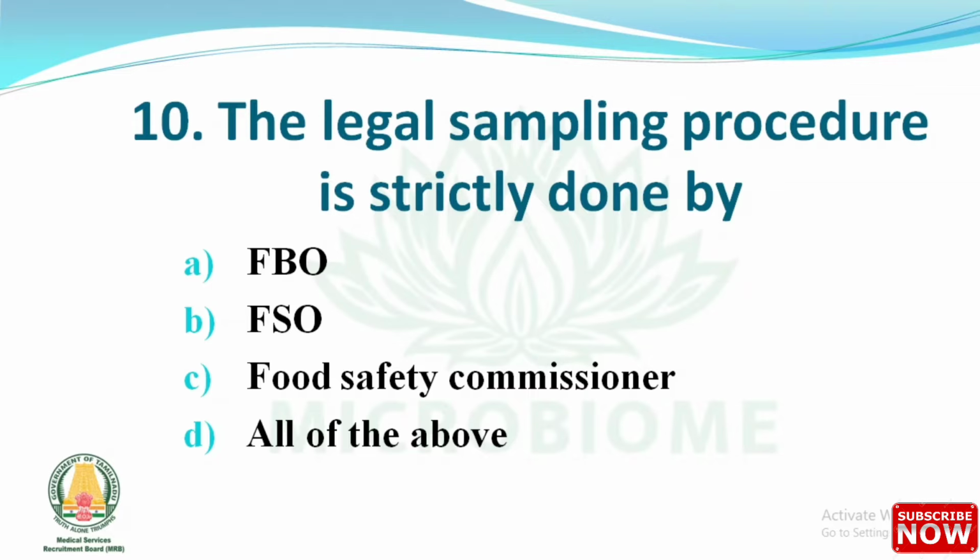And next, the legal sampling procedure is strictly done by. The options, food business operator, food safety officer, food safety commissioner, all of the above. The right answer, option B, food safety officer.